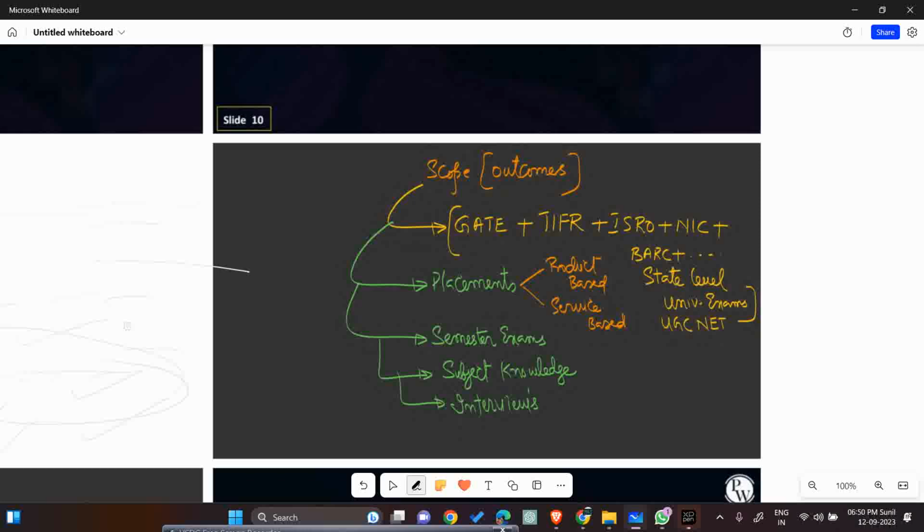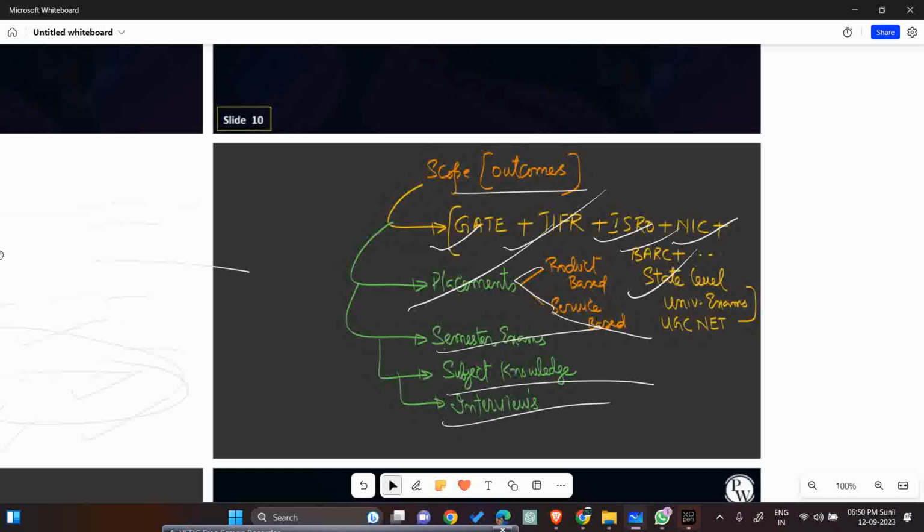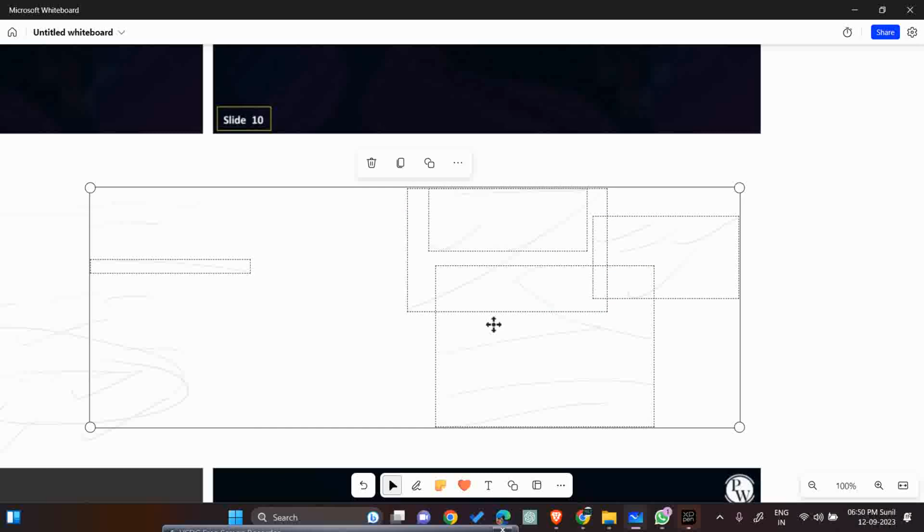The scope and outcomes of this course: we can give the ISRO exam, state level and university exams, UGC NET, GATE, placements, product-based and service-based companies. These companies ask questions from algorithms, semester exams for subject knowledge, interviews. All these things are important, right?